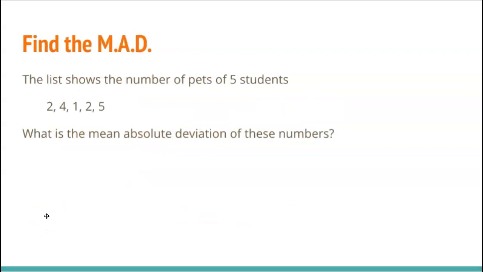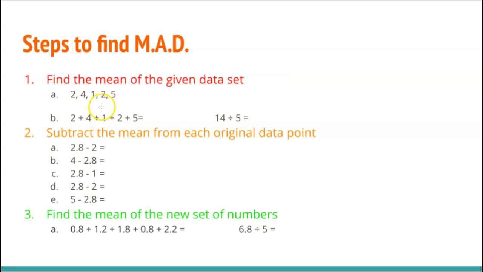The list shows the number of pets of 5 students: 2, 4, 1, 2, and 5. What is the mean absolute deviation of these numbers? Okay, my first step is to find the mean of the given data set. So I'm going to add all of them together. When I add them, I get 14, and then I need to do 14 divided by 5 because I have 5 numbers in my data set, and 14 divided by 5 is 2.8.